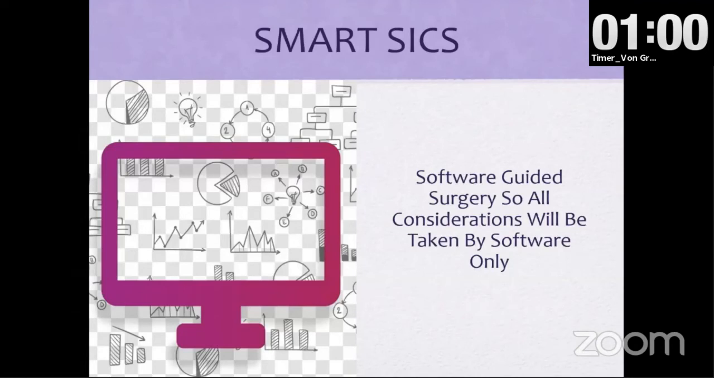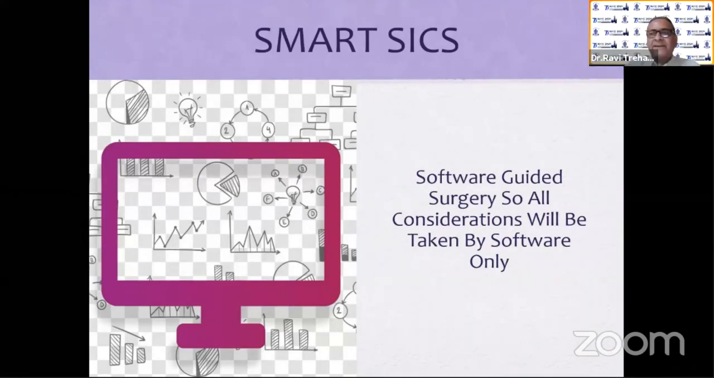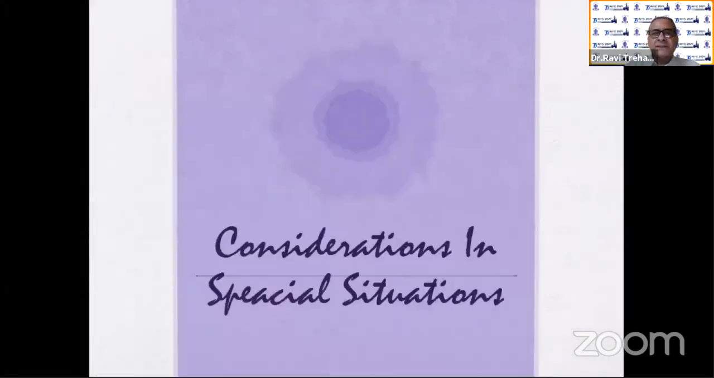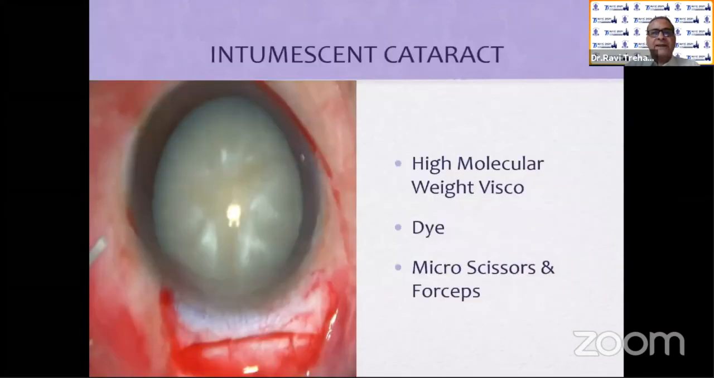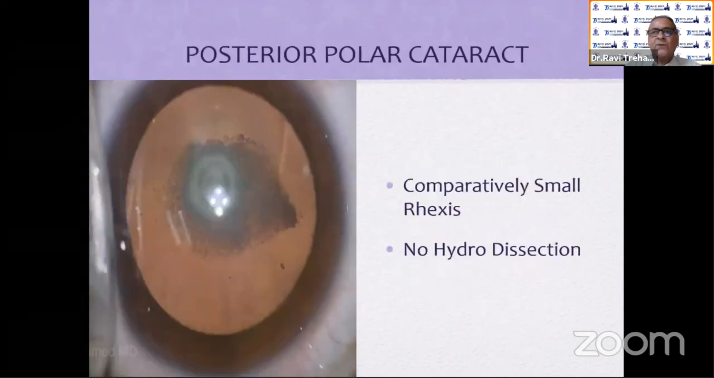So this smart SICS is software guided surgery. So all considerations will be taken by software only. Some special considerations I would like to mention: for intumescent cataract, high molecular weight visco, dye, micro scissors as well as forceps. For posterior polar cataract, comparatively smaller axis, maybe we require to put our IOL on the axis.